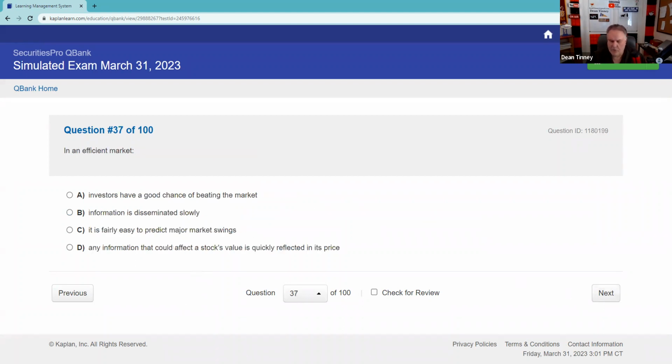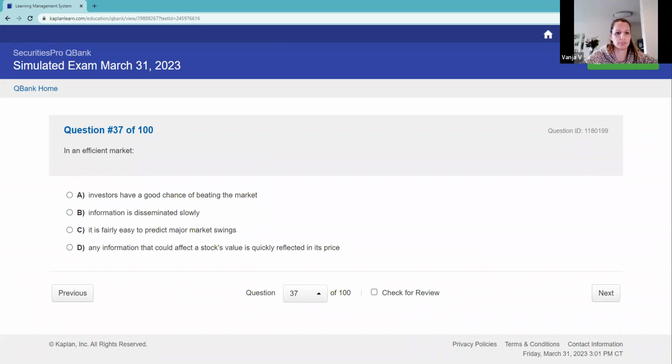In an efficient market, investors have a good chance of beating the market. Yeah, good luck with that. Information is disseminated slowly. It is fairly easy to predict major market swings. Any information that could affect the stock value is quickly reflected in its price. So D, you are correct.